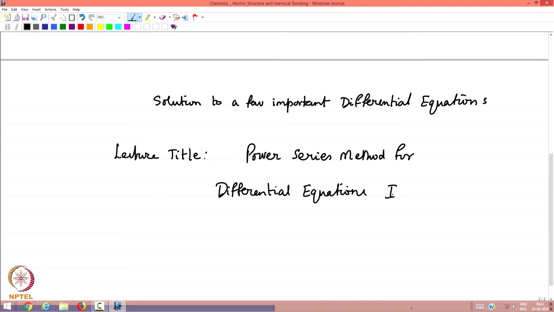There will be several lectures on this, and this is important for students who would like to understand the mathematics behind and also the solutions behind the problems that we have discussed so far: the harmonic oscillator, the hydrogen atom, and even particle in the box, where the solutions appear to be simple enough for you to write down. But there is a general method, and the power series method is something that is very well known in the mathematics of the solution of differential equations, second order and partial differential equations.